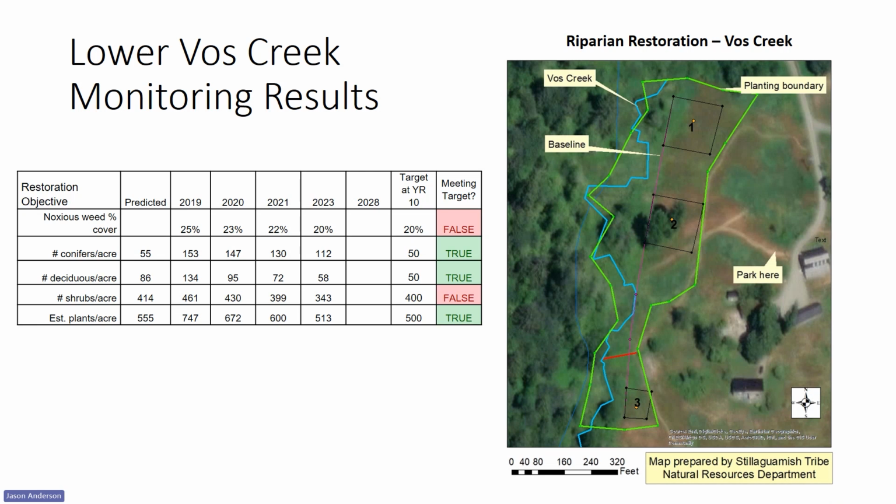The 2019 column represents our implementation monitoring results. 2020, 2021, and 2023 columns represent effectiveness monitoring results. So as of 2023, we were not meeting the noxious weed percent cover or the number of shrubs per acre objectives. We were meeting the other objectives. And currently, we are in the adaptive management review and evaluation phase, and we're discussing whether additional weed control is warranted and whether additional shrubs should be planted.